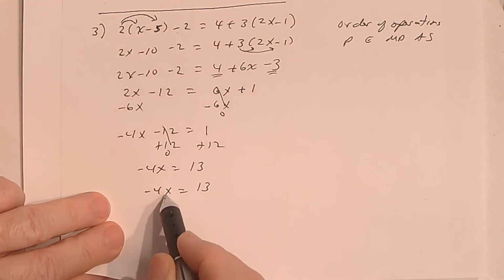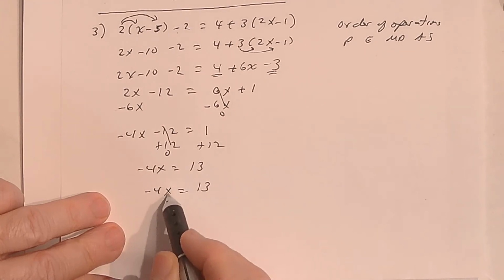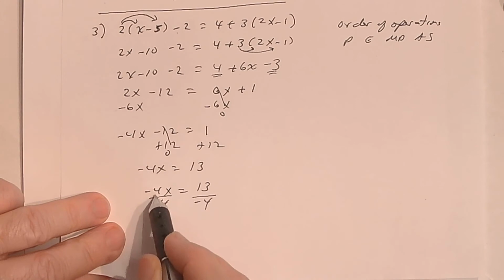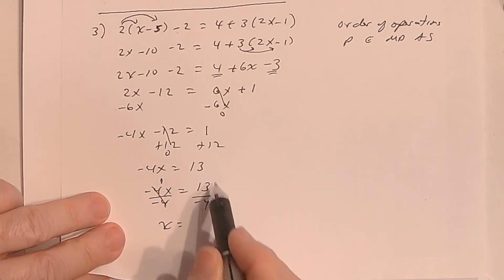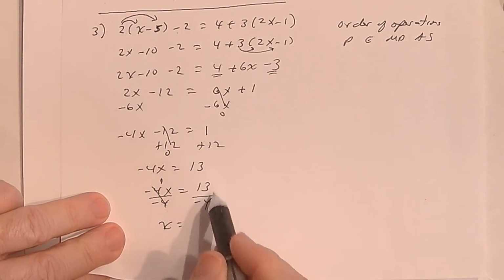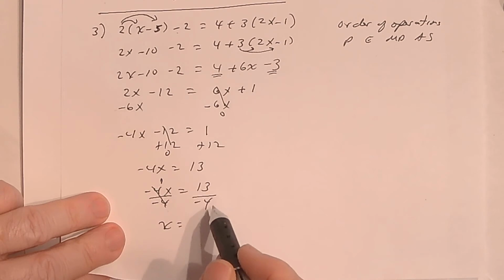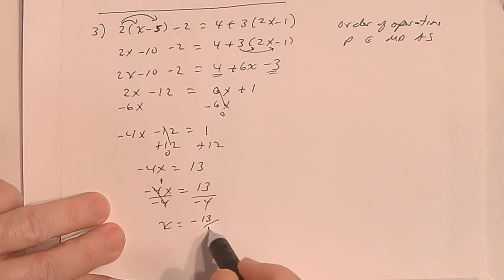So right now, x is being multiplied by -4, and the opposite of multiplication is division. So let's divide both sides by -4. A -4 divided by -4 is 1. 1 times x is x. So you want to say x here. X equals. And then here, this cannot be reduced. If you could, you would go ahead and reduce. And so I just get -13/4.